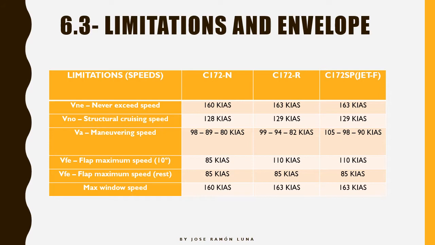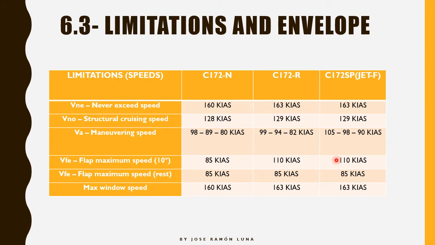Anyway, VFE, flap maximum speed. This is probably one of the big changes right here. 85 knots is the limitation for flap 10, and for the rest of the flaps in the Cessna 172 November. However, from that moment on, in the Cessna 172 Romeo and the Cessna 172 SP, the limit got raised to 110 knots for flap 10. This is a big change. However, I always encourage you to look at your instrument, green and white band. I also encourage you to look at your POH, like always, to check for these data.